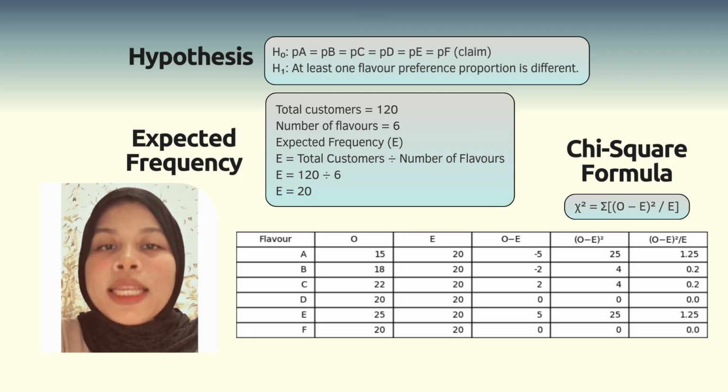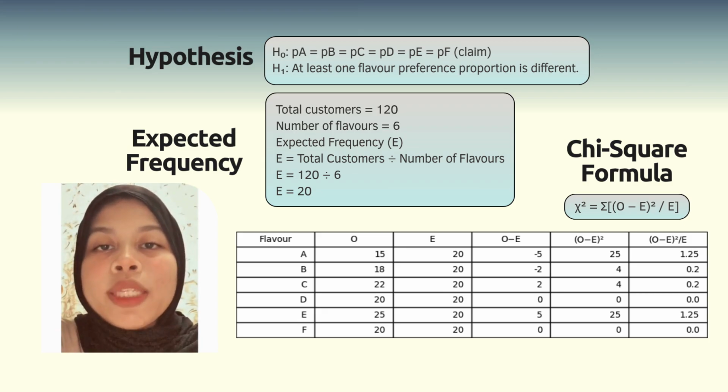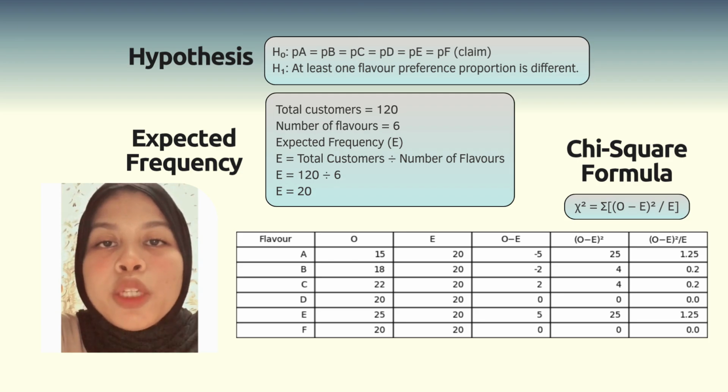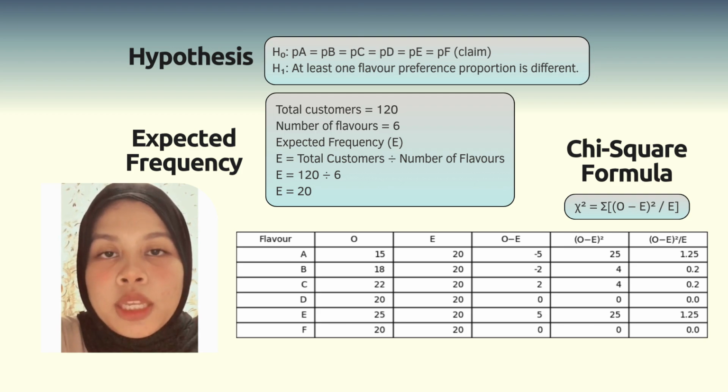Next, we calculate the expected frequency. The total number of customers is 120 and there are 6 flavors. Therefore, 120 divided by 6 equals 20. This means that if the company's claim is true, each flavor is expected to be selected by 20 customers.